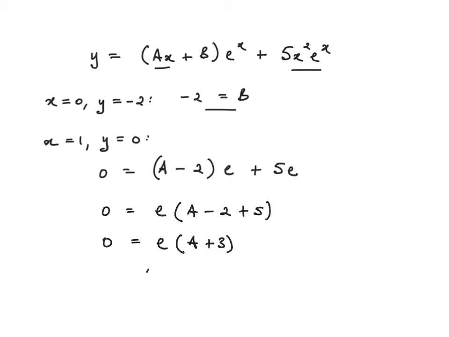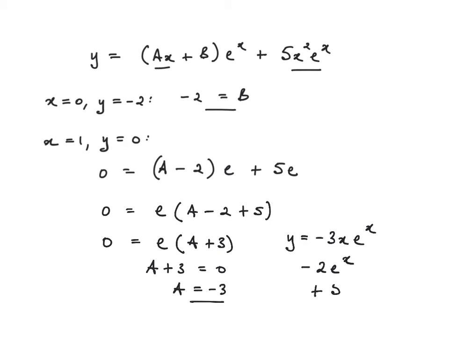Well, a plus 3 must equal 0. So a then equals minus 3. And the final solution then is y equals minus 3x e to the x minus 2 e to the x plus 5 x squared e to the x.